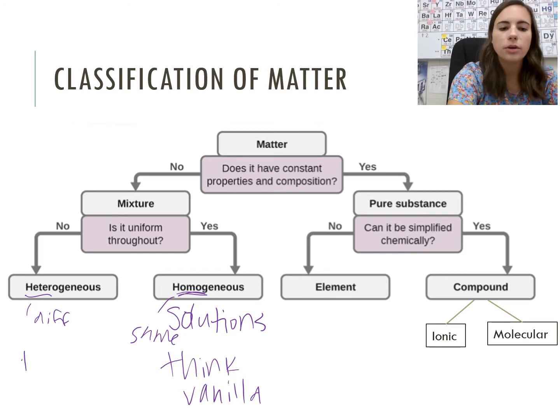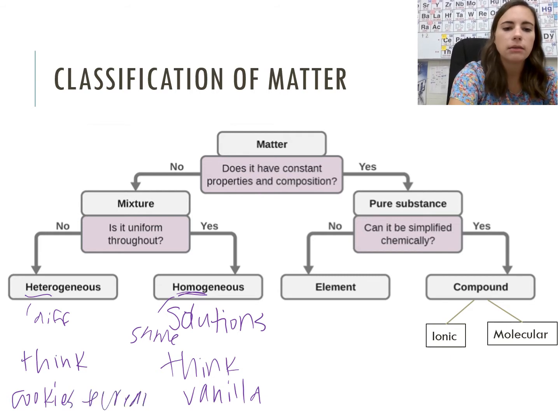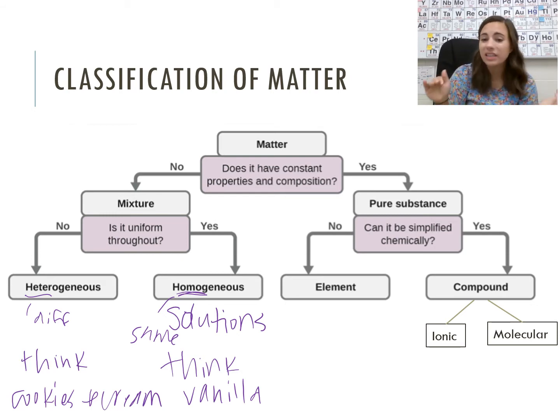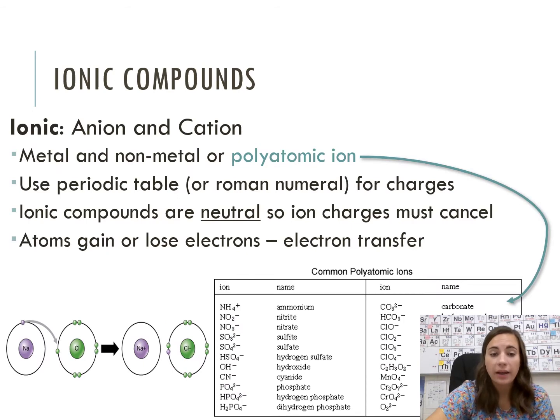For that, I want you to think cookies and cream, because you might get a bite of cookies and cream ice cream that has like half an Oreo in it, and that's a good bite. Or you might get a bite that just has like the little crumbs of Oreo. It's not consistent all the way throughout. Sand is another example of a heterogeneous mixture. All right. So now that we kind of know what these terms and names mean, let's look at how we name. First, we're looking at ionic compounds.